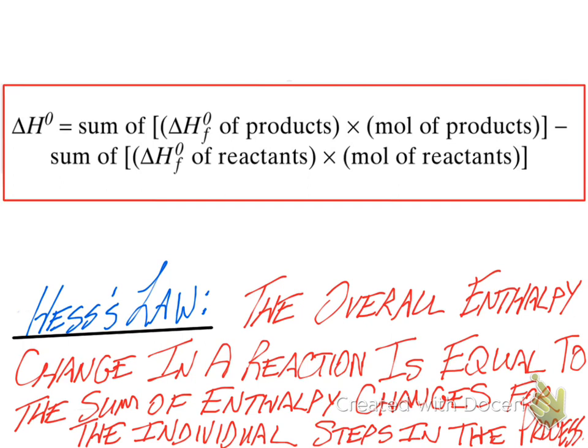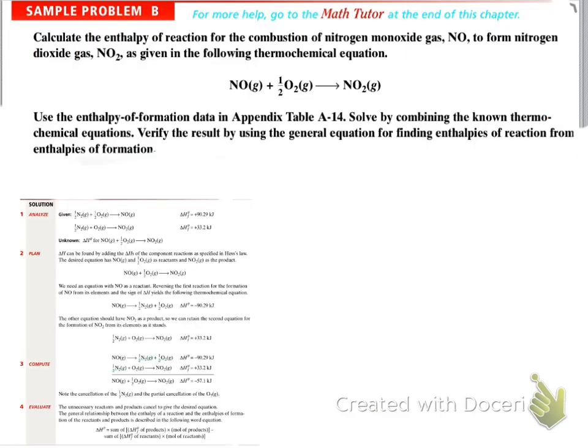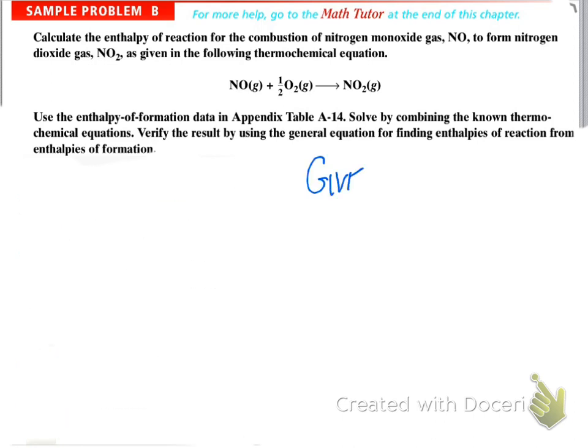It says the overall enthalpy change in a reaction is equal to the sum of the enthalpy changes for the individual steps in the process. Okay, so let's try an example of this. Okay, here we go. We have: calculate the enthalpy of reaction for the combustion of nitrogen monoxide gas, NO, to form nitrogen dioxide gas, NO2, as given in the following thermochemical equations.